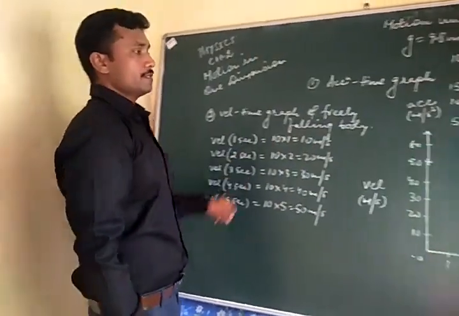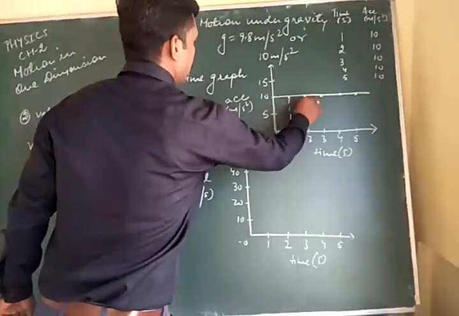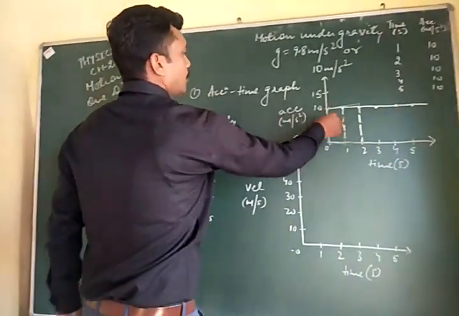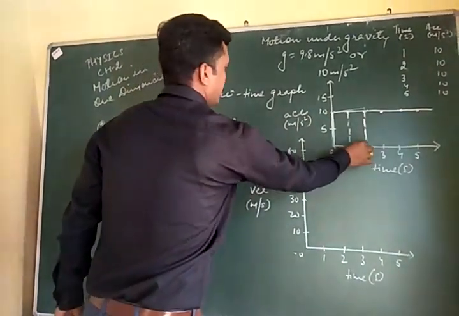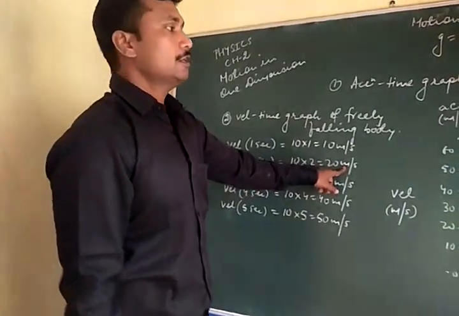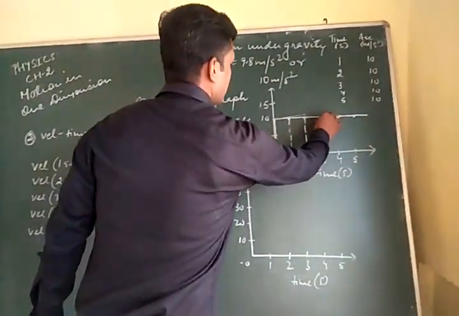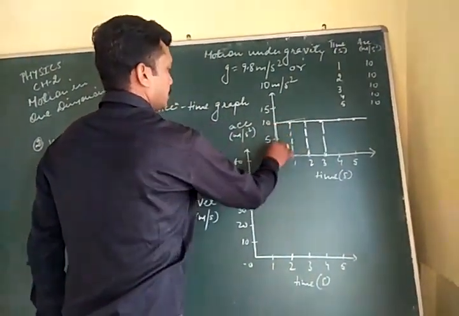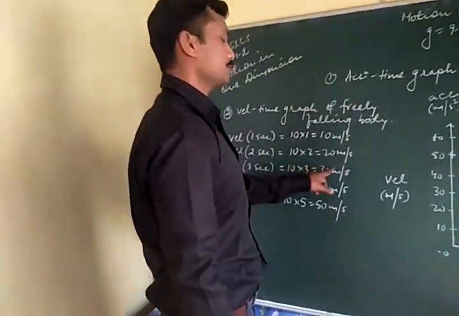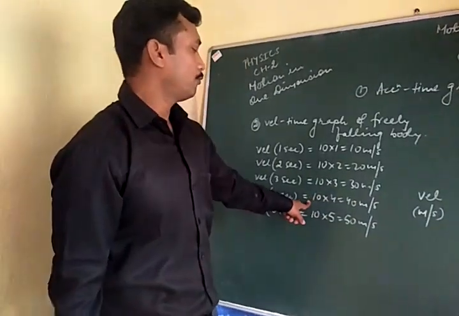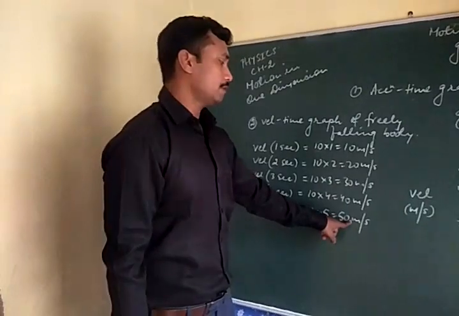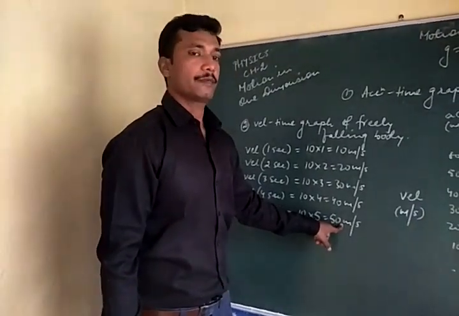Velocity after 2 seconds, you can join this line. Now you can consider this as the rectangle where the length is 10 and breadth is 2. So we are getting 20 meter per second. Similarly, at the end of 3 seconds, the length remains the same 10 and the breadth will be 3. That means it becomes 30. Similarly, for 4 seconds, it is 40 meter per second. At the end of 5 seconds, the velocity is 50 meter per second.